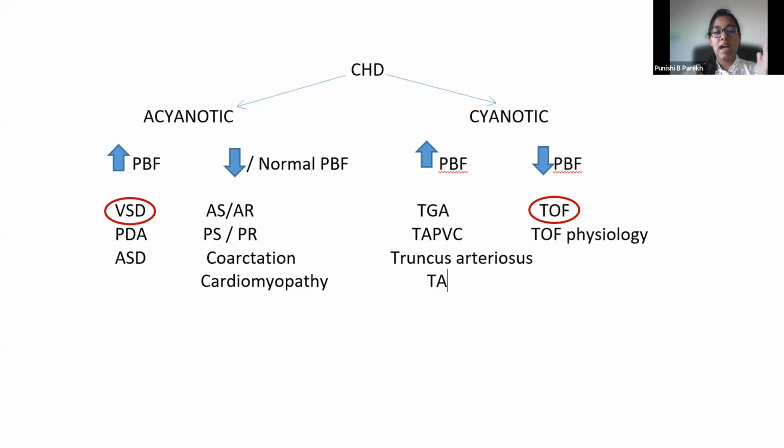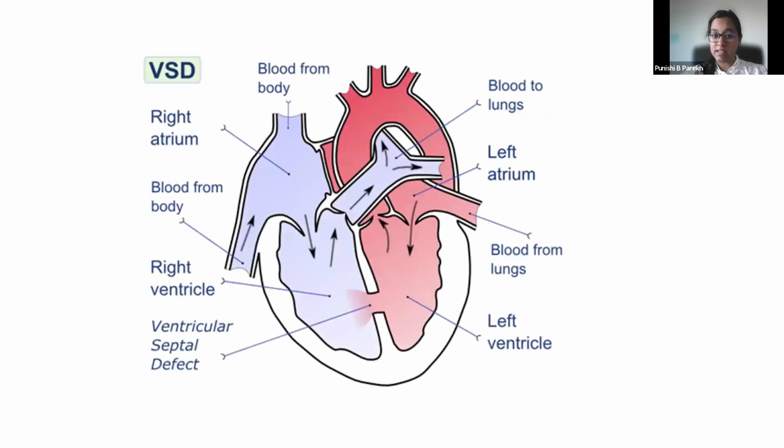Keeping this in mind, we now look at what exactly happens in the hemodynamics of a VSD and the hemodynamics of a TOF, to understand why we categorize them on the basis of their pulmonary blood flow. So let's look at a VSD. What is a VSD? As the name suggests, it's a ventricular septal defect. What is a ventricular septum? This. So basically, this is your right atrium, right ventricle, and left atrium.